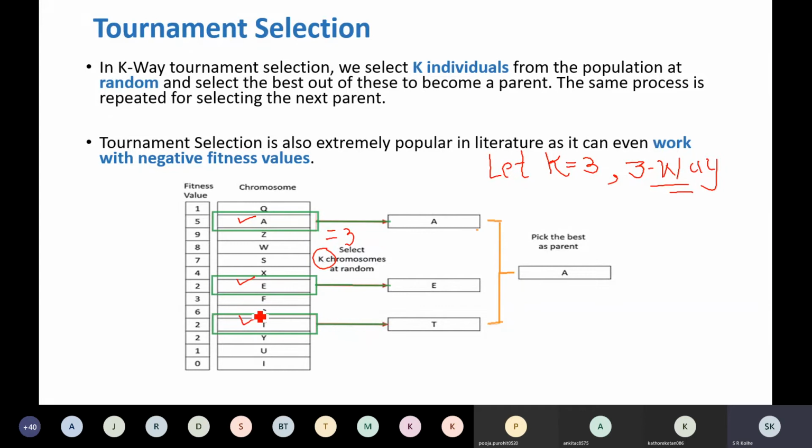So we did not bother about the fitness values while selecting these 3 chromosomes. Randomly we have selected. Remember this, this is important. You randomly select K chromosomes. So the selected candidates are A, E and T. How have we done this? Because it is 3-way, 3 are selected, and how? Randomly.